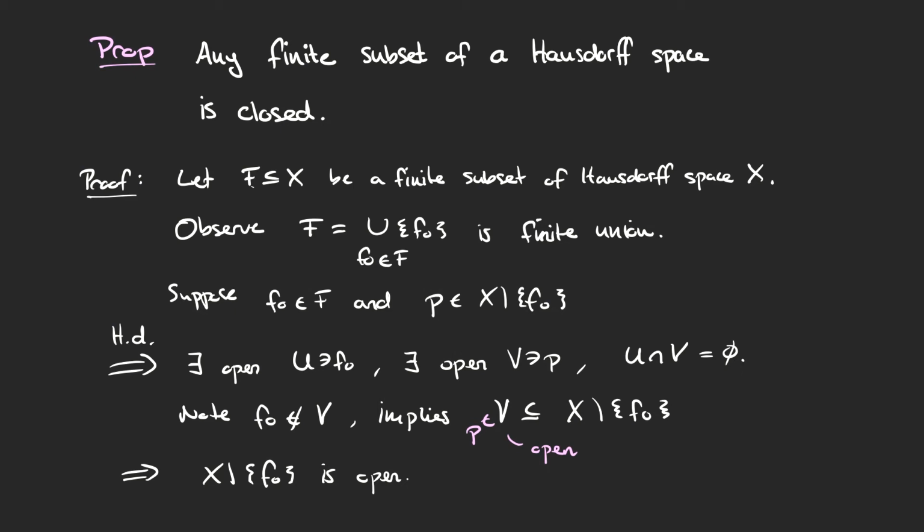In any case, using this lemma, we've shown that this complement of the singleton F0 is open, which means that the singleton containing F0 is closed by definition. And now we're done with the proof, because we've noted up here that we can write F as a finite union over the singletons containing its points. So if every such singleton is closed, we have a finite union over closed sets, which means that F itself is closed.